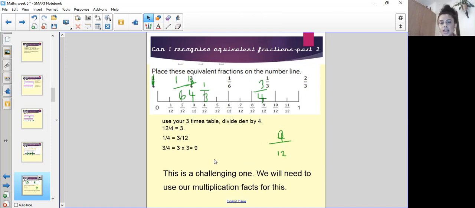And finally, we've got 2/3. So we've got 2/3, and to get 3 to 12, we need to do 3 times 4 equals 12. So what we do to the bottom, because we've times it by 4, we must do to the top. So what is 2 times 4? 2 times 4 equals 8. So the equivalent, 2/3, is the same as 8/12. So we can now move our 2/3 to 8/12. I know that's a bit of a tricky one, and it requires lots of thinking, lots of times tables, but I think with a lot more practice, we will be able to get that.